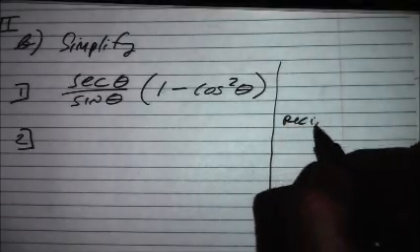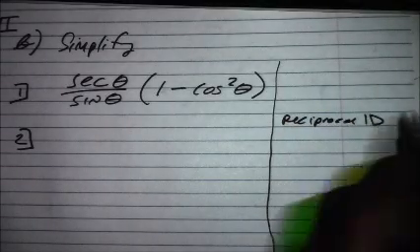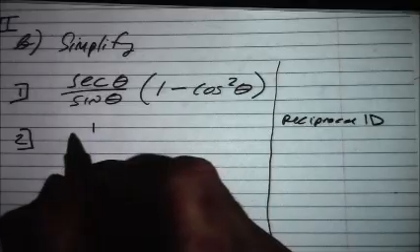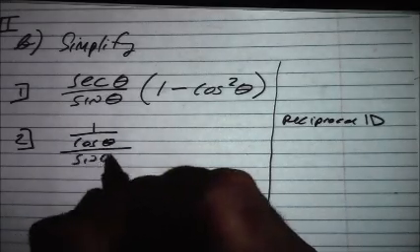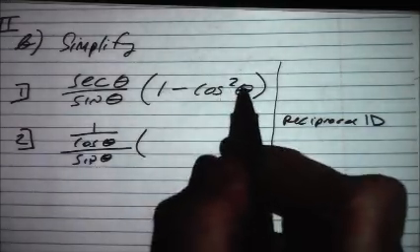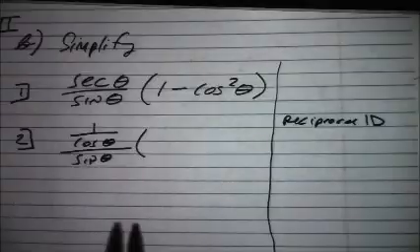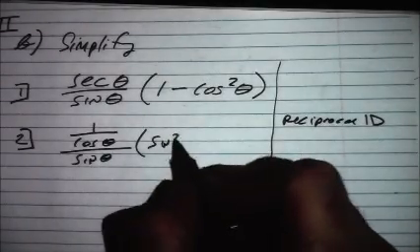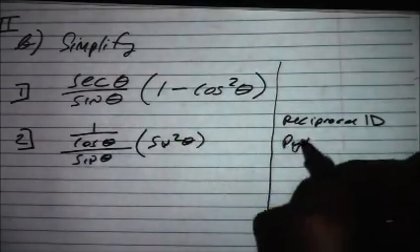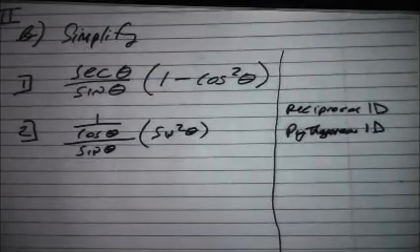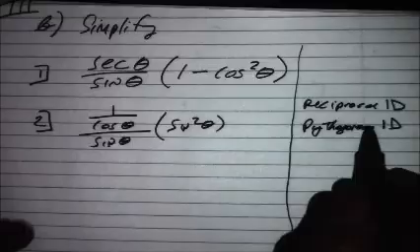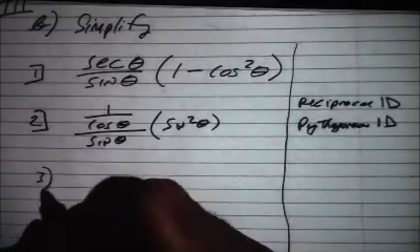So I'm going to use the reciprocal identity here and make that 1 over cosine theta divided by sine theta times, well, 1 minus cosine squared theta is just what we were talking about in the last problem. That's a Pythagorean identity. So there are 2 identities here we can use right off the bat. The third thing now, well, let's just do some canceling.